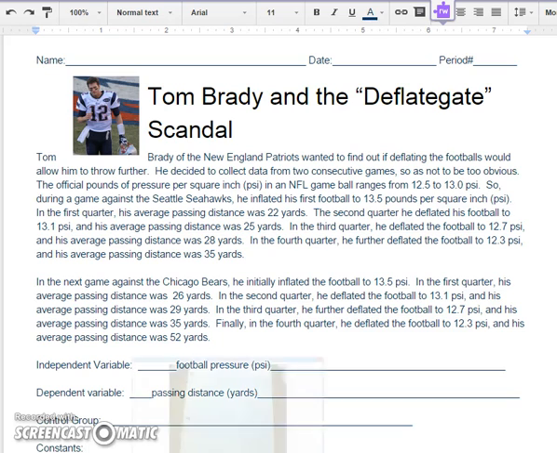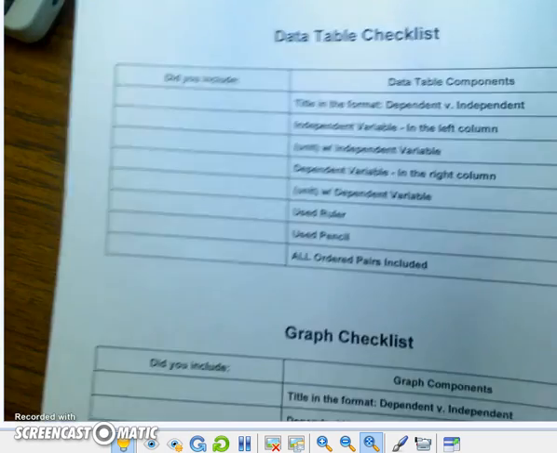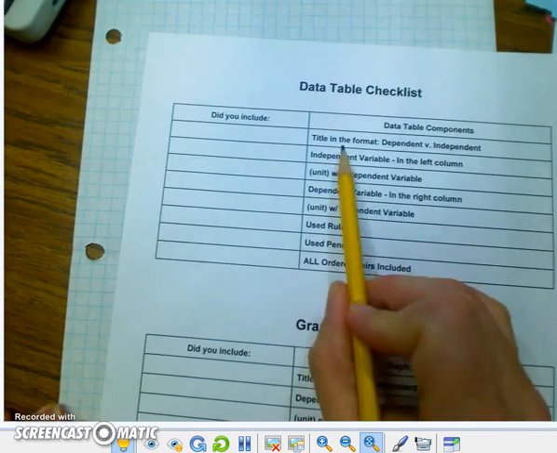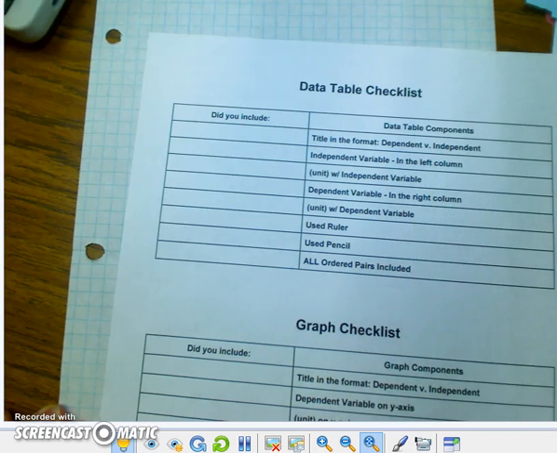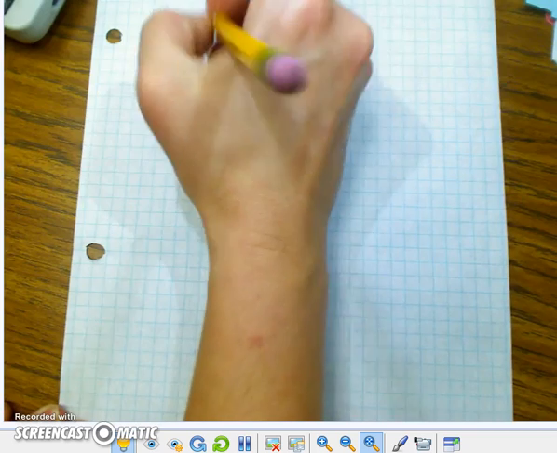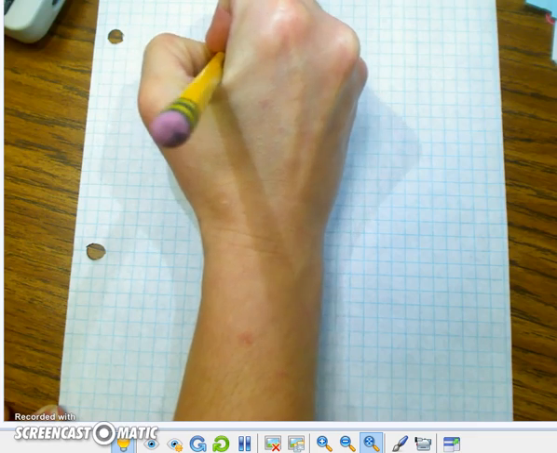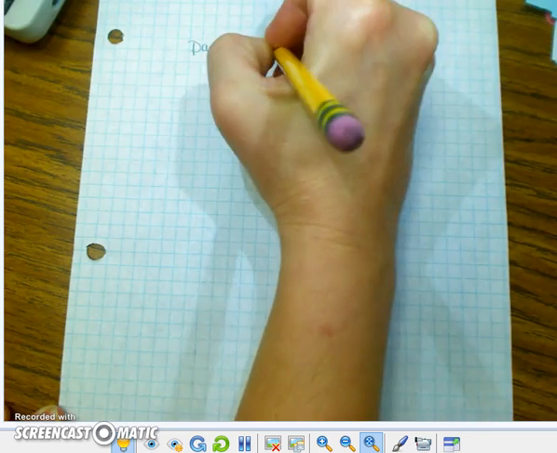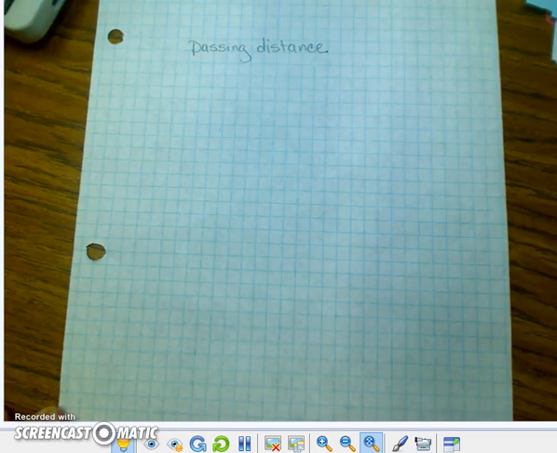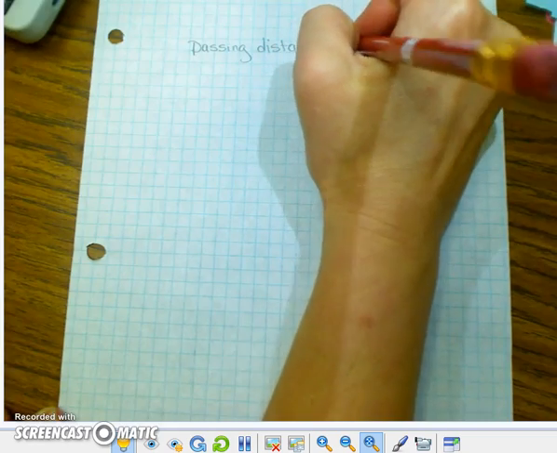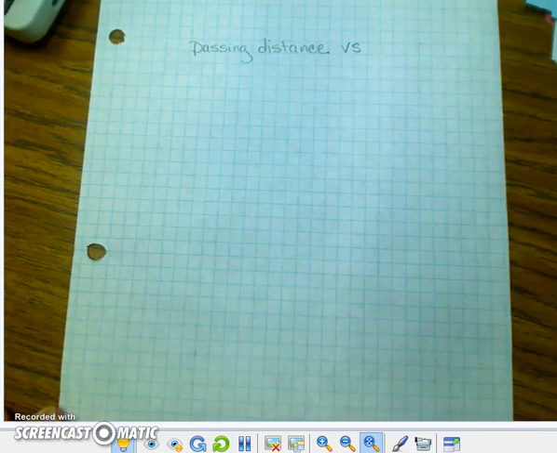data table. The first thing that I need for my data table is I need to figure out what the title is. I'm going to pull out this handy dandy checklist for data table. And I need the title in my format. So that's a dependent variable versus the independent variable. Well, if I think back, the dependent variable was the passing distance. So I'm going to write passing distance versus independent variable, which was the football pressure.